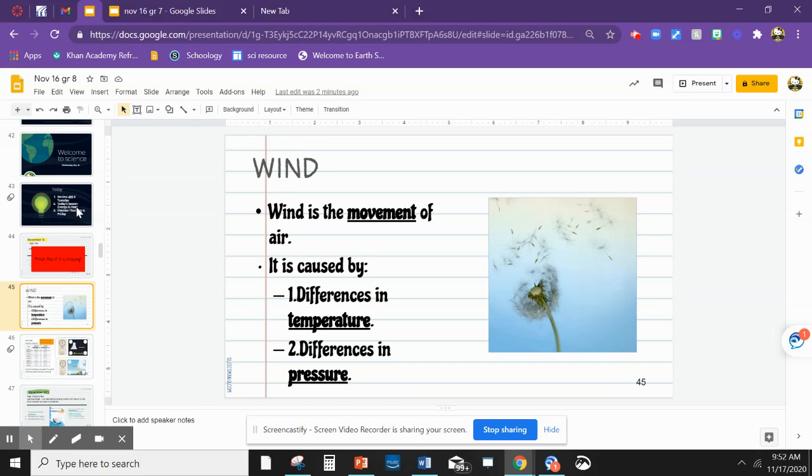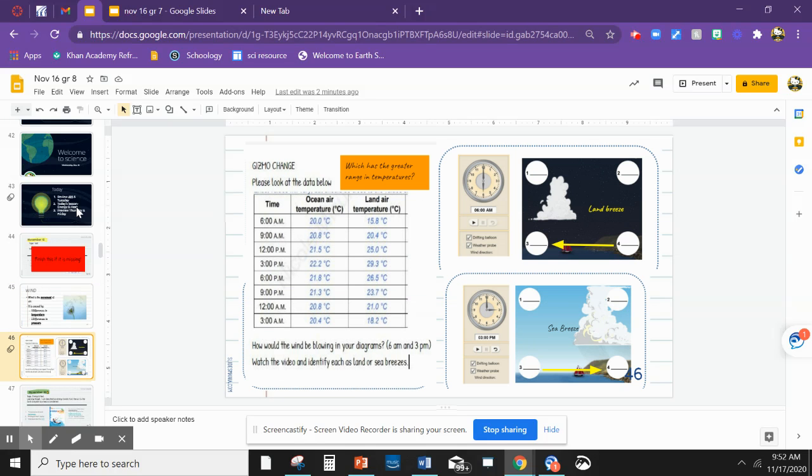On Tuesday, you found out about wind. Kind of the big idea of wind is the movement of air caused by differences in temperature and differences in pressure. You then looked at a gizmo here, and we're looking at the different temperature of water versus land, and we collected data on that last week. And we know that it takes more energy to increase the temperature of water compared to land. Land will heat up and cool down much more quickly.